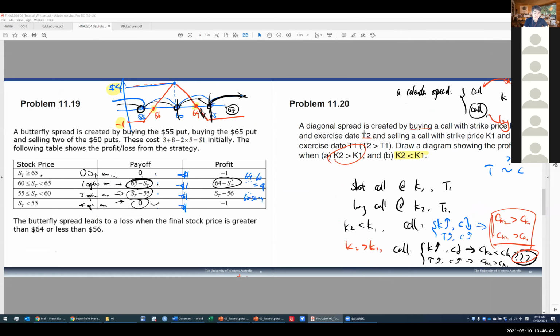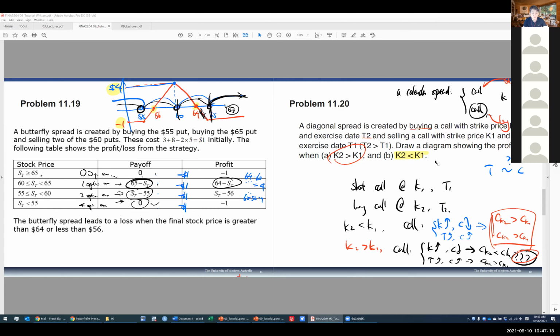In this case, it's slightly more difficult than the calendar spread I'm looking at in the lecture notes. This one is dealing with a diagonal spread. A diagonal spread again uses single options. You could have a diagonal combination, but that's going to be even more complicated. So a diagonal spread is created by buying a call option with strike price K2 and expiry date T2, and selling a call option with strike price K1 and expiry T1. Draw a diagram showing the profit when K2 is greater than K1 and K2 is smaller than K1.